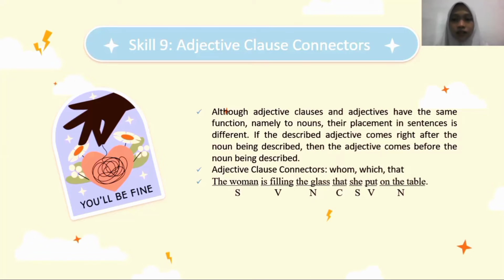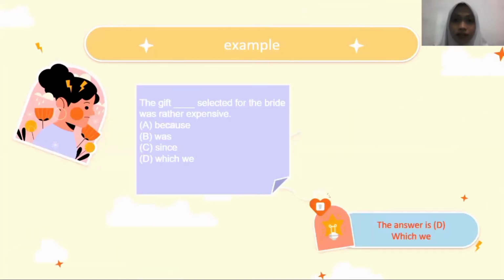For example, The woman is filling the glass that she put on the table. In the example, there are two clauses. Woman is the subject of the verb filling, and she is the subject of the verb put. That is an adjective clause connector that functions to combine two clauses. An adjective clause that she put on the table describes the noun glass.